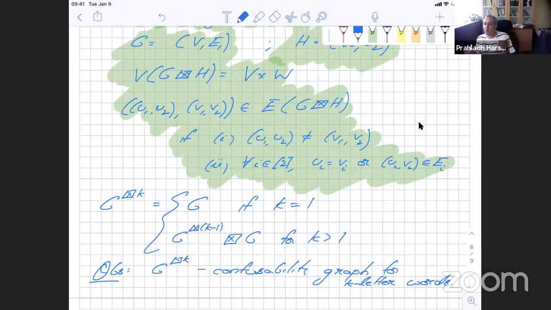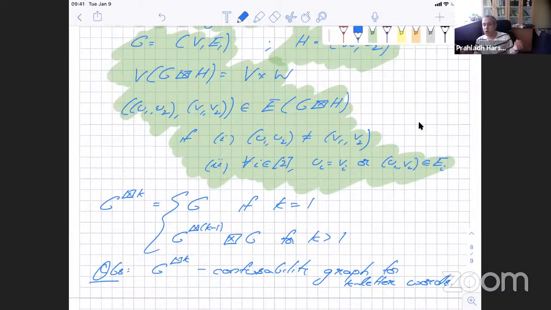Because you're asking, can you confuse them? The question is, when can you confuse two K letter words? You're asking, can this K symbol word be confused with this K symbol word? For every pair, either they should be the same or they should have a potential for getting confused. That's what you mean, and that's exactly what the strong product is capturing.